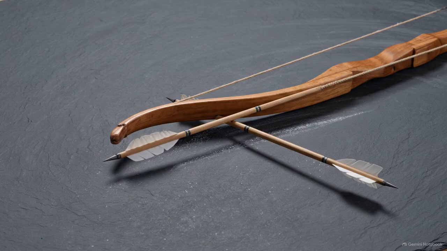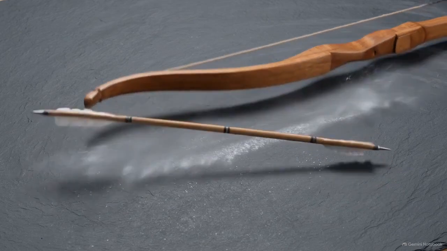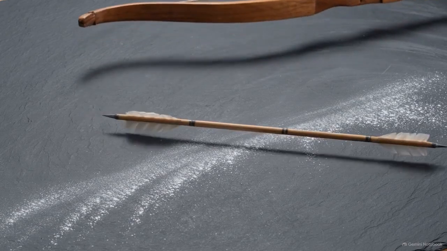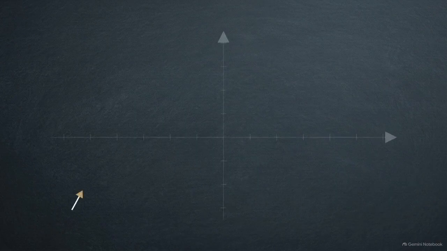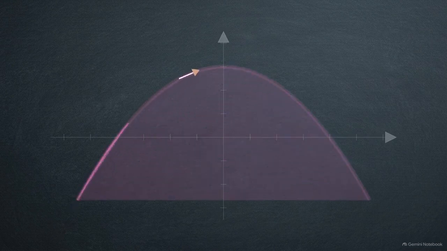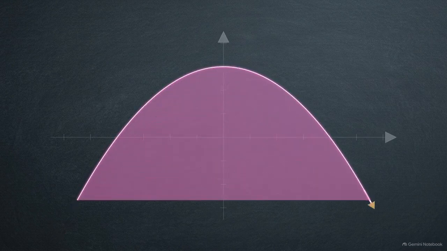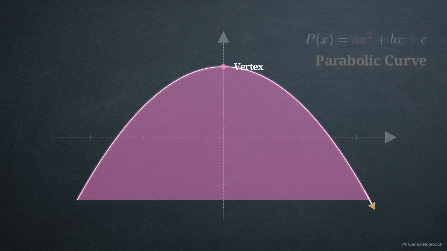Observe a projectile in flight. The motion feels completely fluid, almost entirely dictated by the forces of physics and gravity. But look closer, and you see that the arrow is actually riding an invisible geometric track. It follows a highly precise, highly predictable parabolic curve.